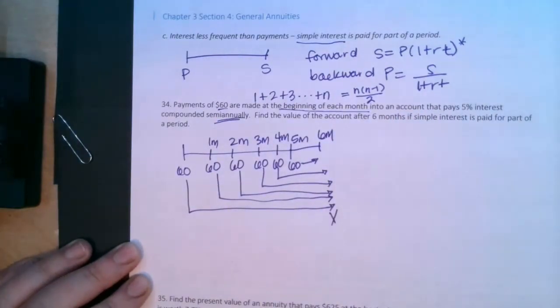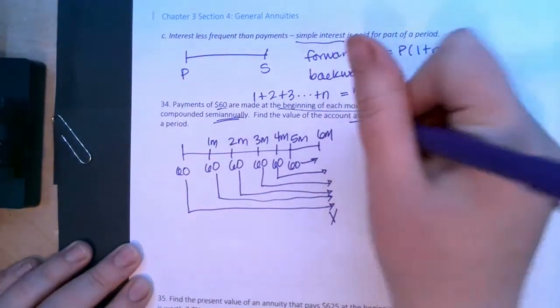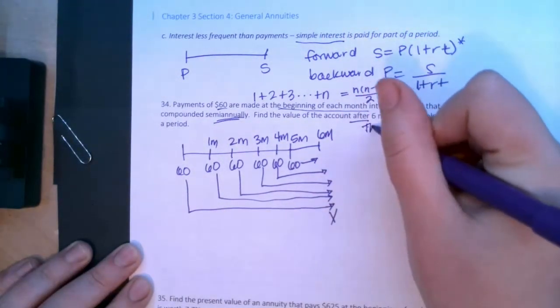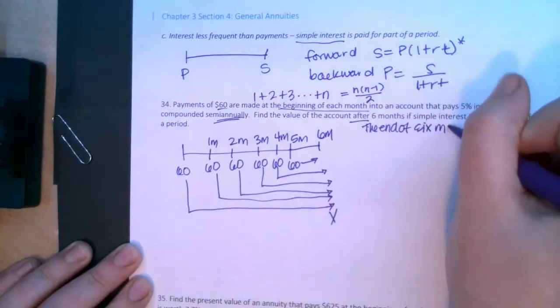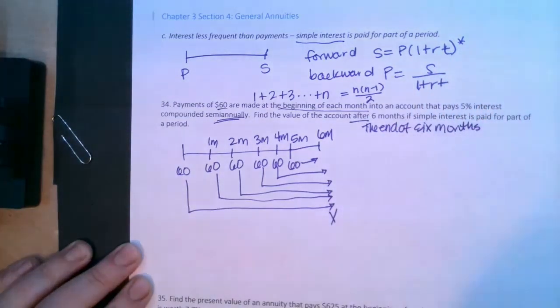We're going to call that X. That's what we're trying to find. Because we're doing after 6 months, that means the end of 6 months. After kind of indicates the end. The end of 6 months.